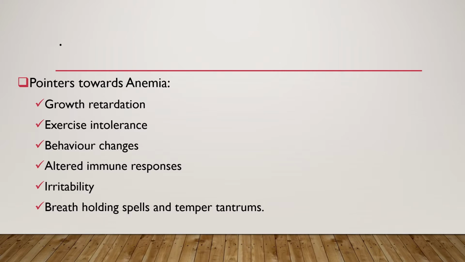Pointers toward anemia, or clues that the child is having anemia, include growth retardation, exercise intolerance, behavioral changes, altered immune response to disease, irritability, breath holding spells, and temper tantrums. These are the most common pointers toward anemia. Otherwise, there are so many symptoms of anemia.